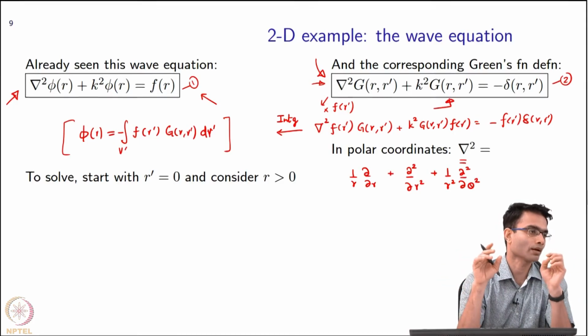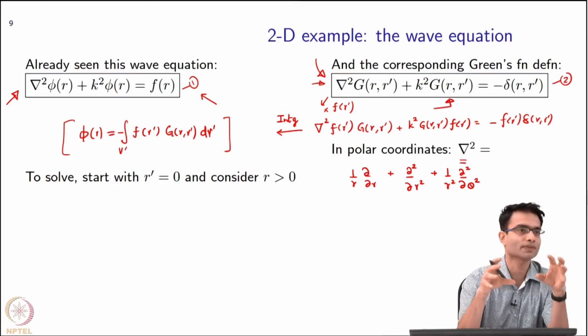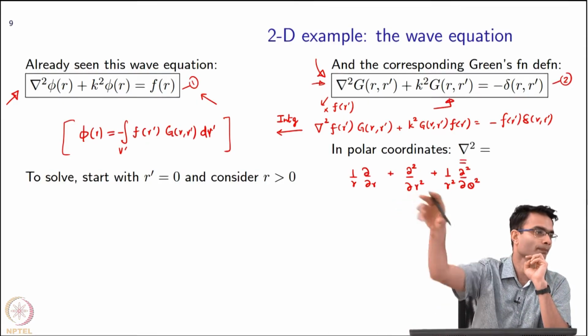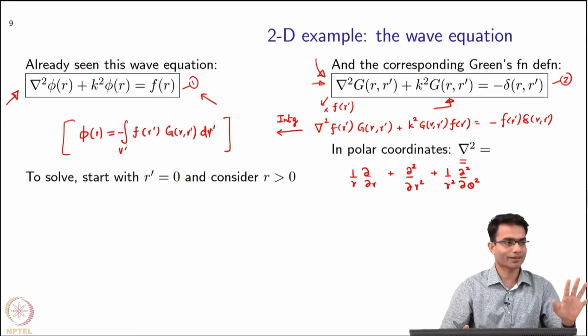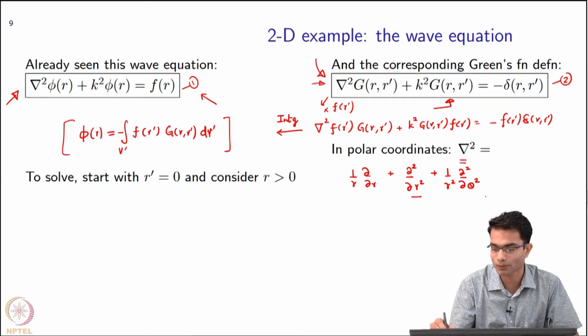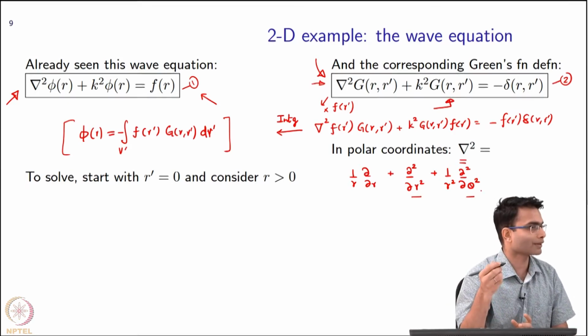R is equal to r prime, and I want to find out what is the response when I place that impulse at r prime. How can I make my life a little bit easier? I don't want to care about theta. That's the right idea, right? Out of these two derivatives with respect to r and theta, if I can somehow remove the theta dependence, it would make my calculation easier.